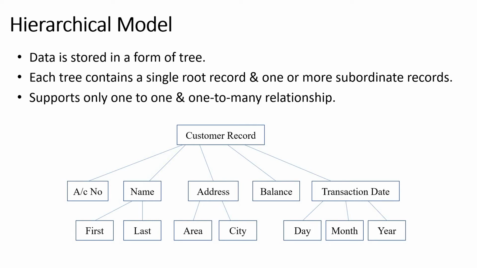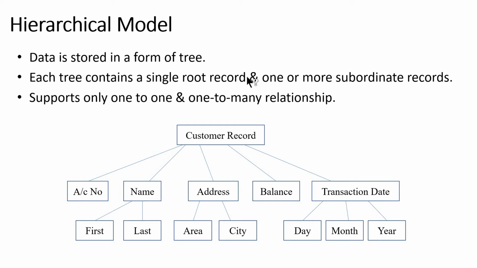This model was implemented by IBM and North American Rockwell in the year 1965. This data model is in the form of a tree-like structure, and data is stored in the form of records which are connected to one another via links. A record is nothing but a collection of fields, and each field will contain only one value.